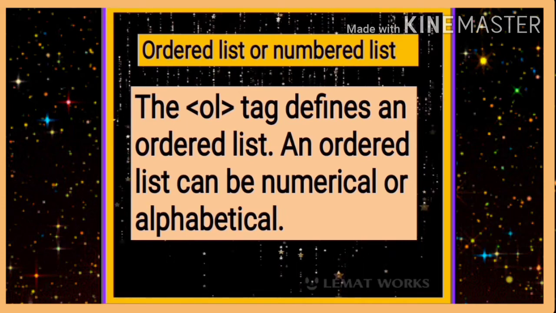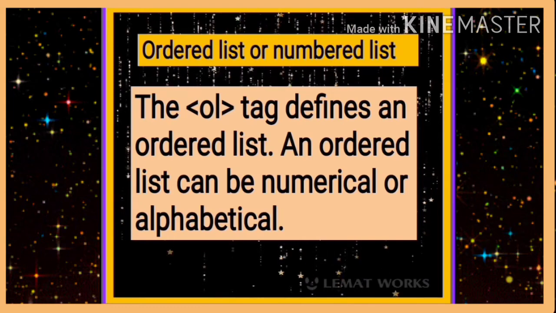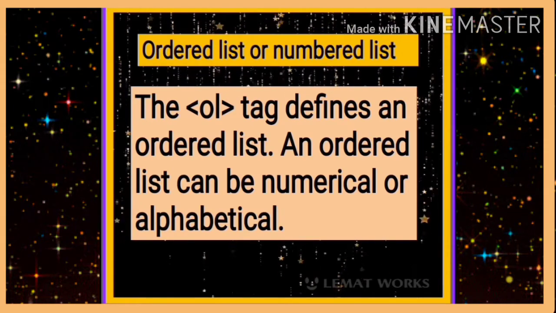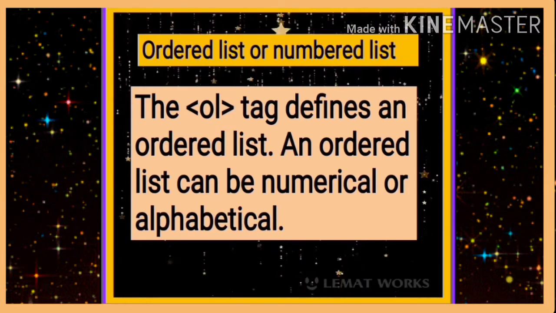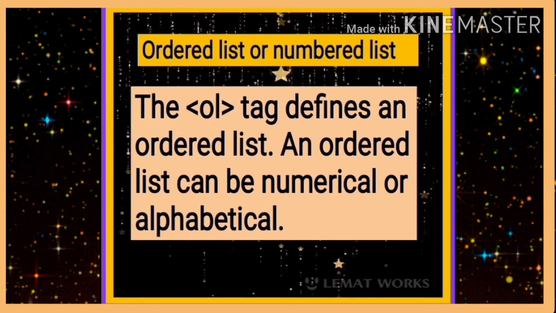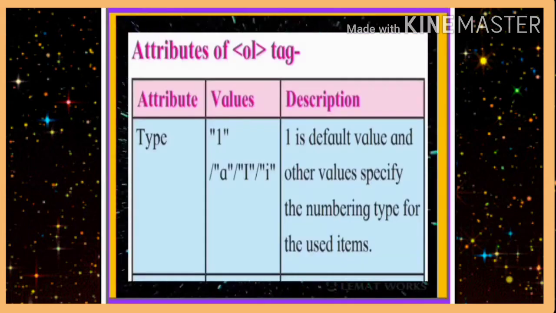The OL tag defines an ordered list. An ordered list can be numerical or alphabetical. Numerical list contains the normal numbers 1 to 3 and Roman numbers, whereas alphabetical list contains the letters capital A to Z and small a to z. OL tag has its own attributes. So let's see the attributes of OL tag. OL tag has three attributes: type, reversed and start.